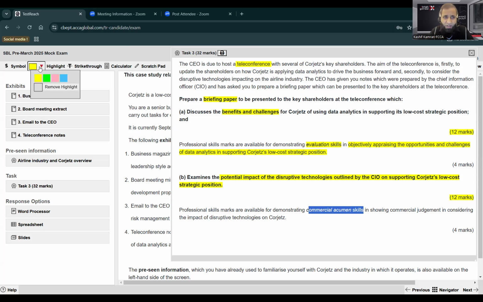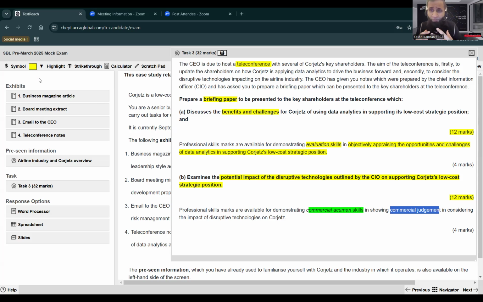So you need to demonstrate the commercial acumen skill, but how? In showing commercial judgment in considering the impact of disruptive technology. So you need to consider the commercial judgment when you are writing the potential impact. That is how disruptive technologies could bring more profitability to the company, or how disruptive technologies can bring cost eliminations, or how disruptive technologies can reduce the cost for CodeJets, or how it can boost the profits of CodeJets. So you need to exercise the commercial judgment.